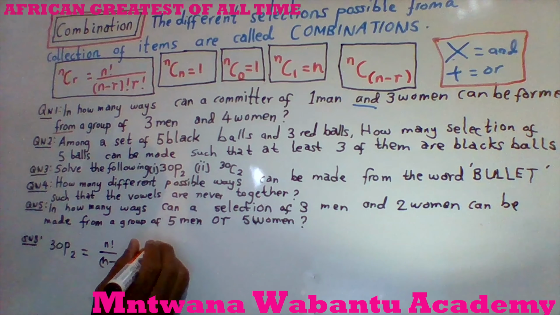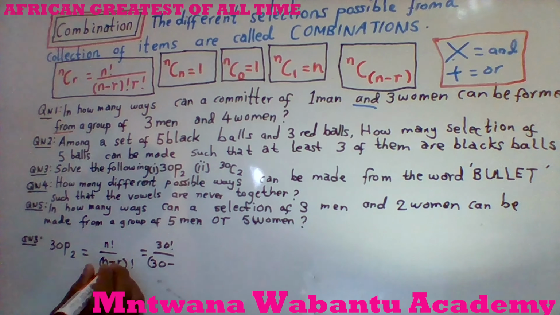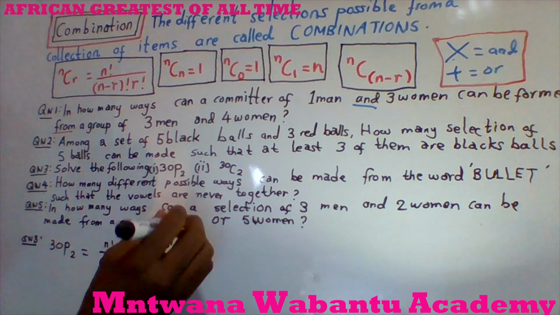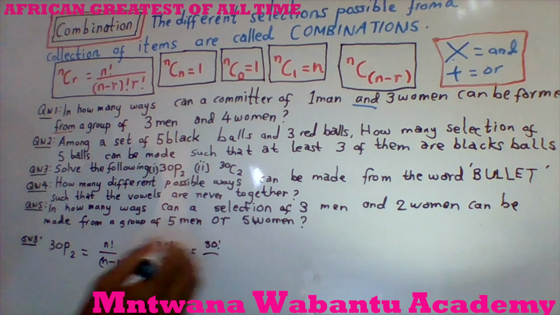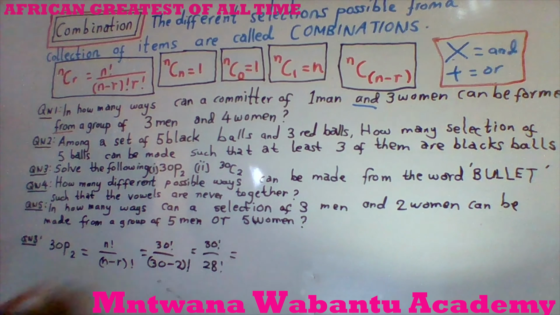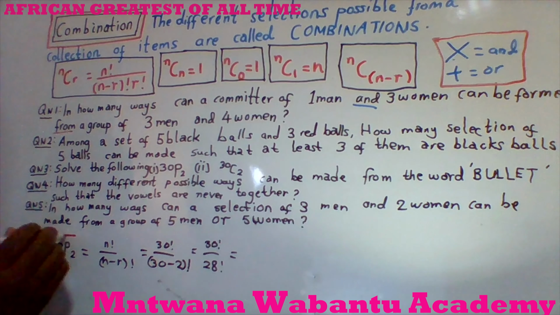So we're going to say 30 factorial over, what is that? n equals 30, minus r, which is this number, factorial. So this is n factorial over 30 minus 2, which is 28, factorial. So plug that in the calculator. When you plug it in the calculator, you're going to get the answer, or you can plug straight away from here in the calculator because you have a permutation function.